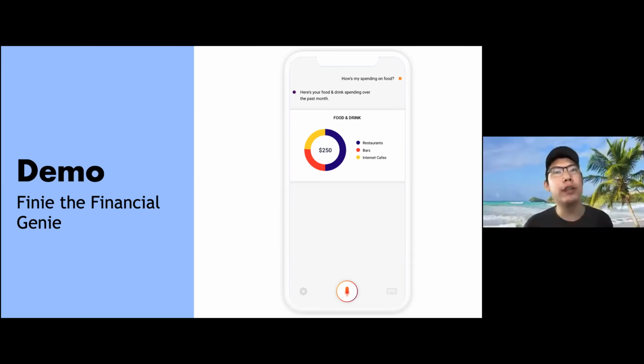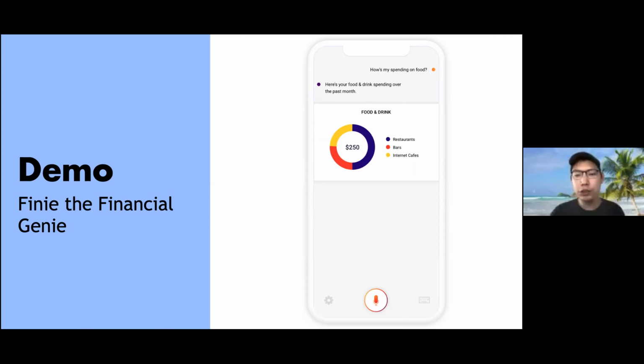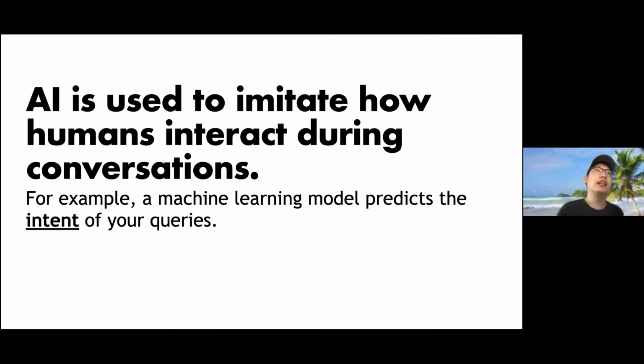And one thing we can do with AI is help understand that messy language. So, going into more about conversational AI, we use AI to imitate how humans interact during conversations. For example, a machine learning model would predict the intent of your queries. So based on your intent, how should we respond? And how does intent classification work?